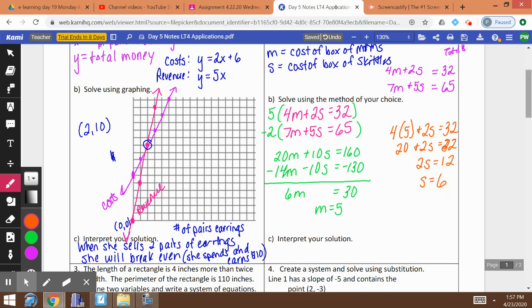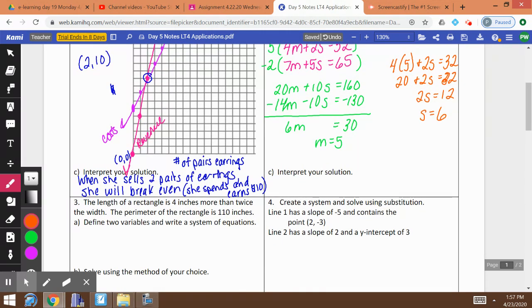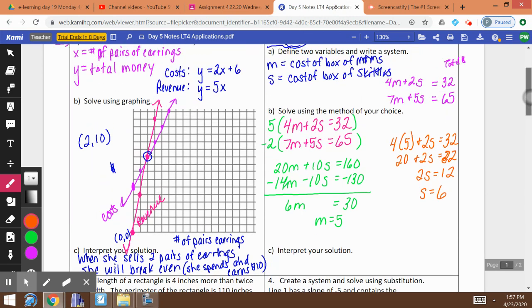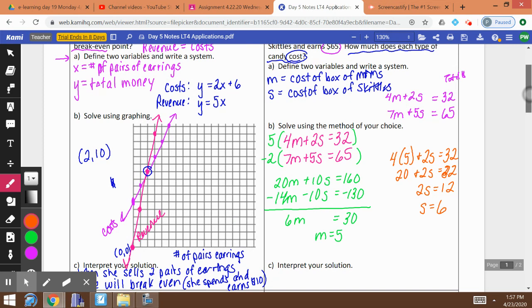So we get s is 6, and now we have an answer of 5 and 6. Normally we wrote our answers as ordered pairs. Usually we'd go alphabetically, but an ordered pair doesn't make sense here. We want to interpret our solution. So we have to say something about M&Ms and something about our Skittles. Now you have to be careful. I tend to see a lot of people say, all right, we sold 5 boxes of M&Ms, but that's not what we defined our variables as. That's why we have to be very particular with that.